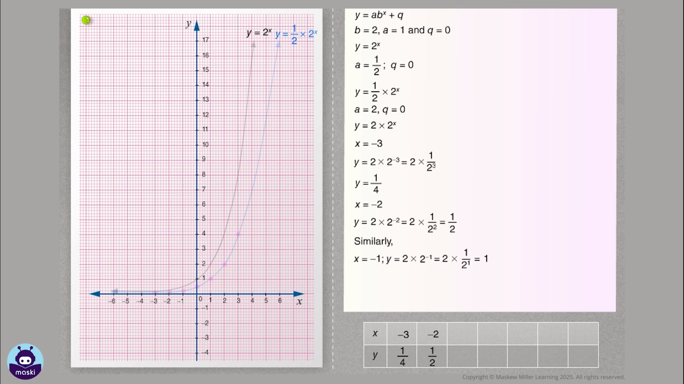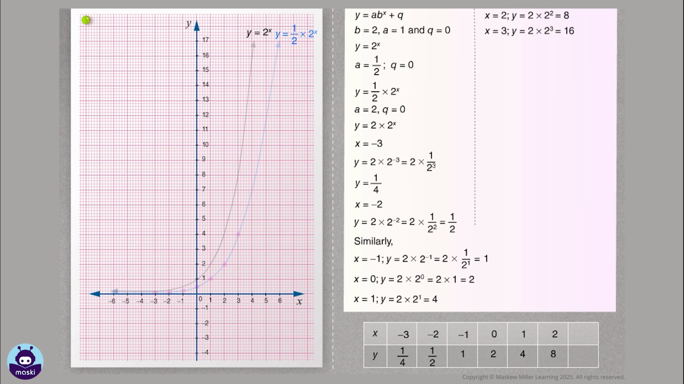Similarly, x is equal to negative 1. Y is equal to 2 times 2 to the power of negative 1 equals 2 times 1 over 2 to the power of 1 equals 1. X is equal to 0. Y is equal to 2 times 2 to the power of 0 equals 2 times 1 equals 2. X is equal to 1. Y is equal to 2 times 2 to the power of 1 equals 4. X is equal to 2. Y is equal to 2 times 2 to the power of 2 equals 8. X is equal to 3. Y is equal to 2 times 2 to the power of 3 equals 16.